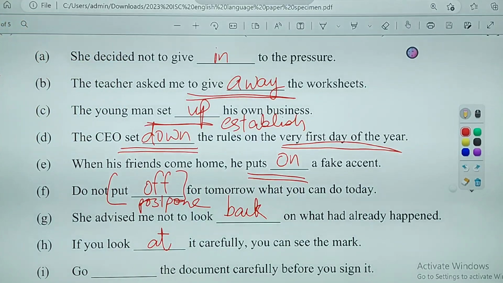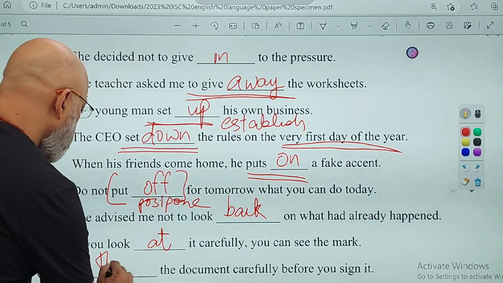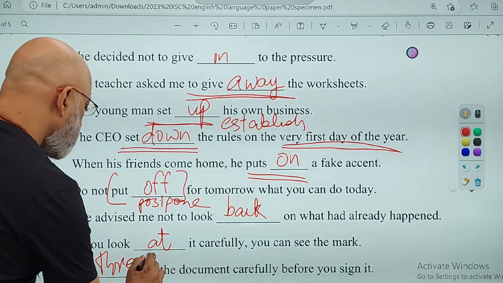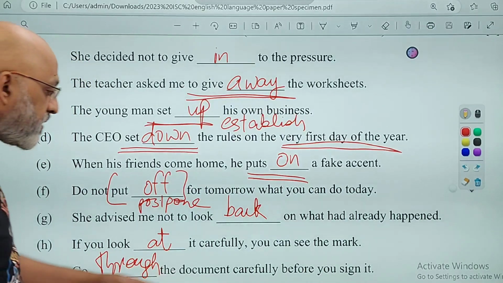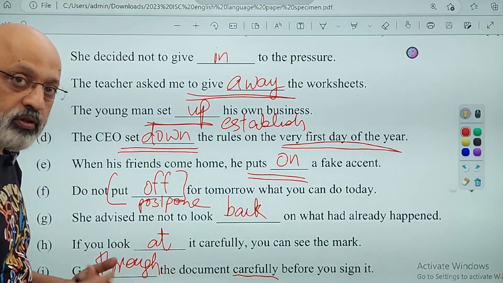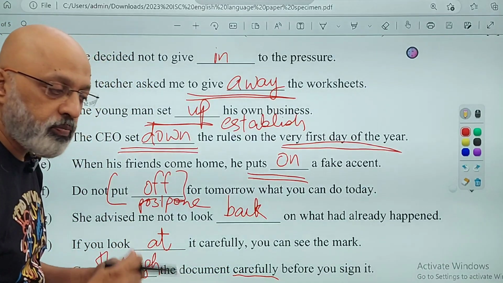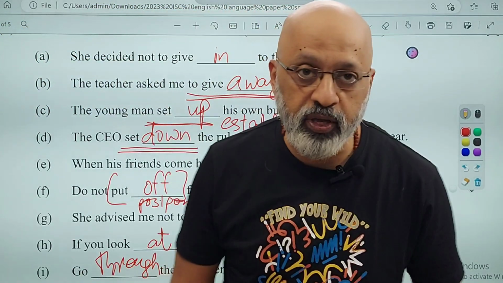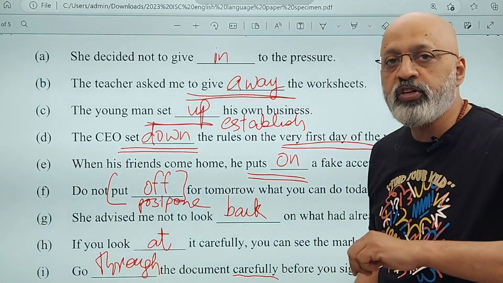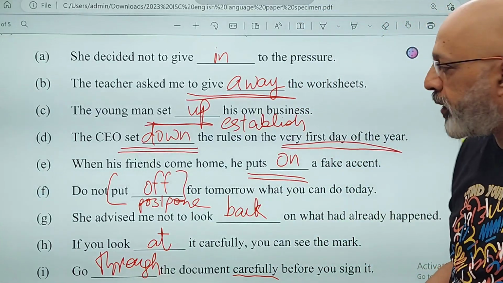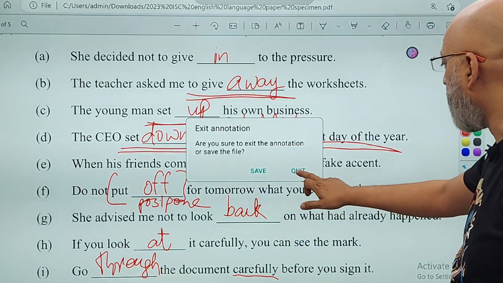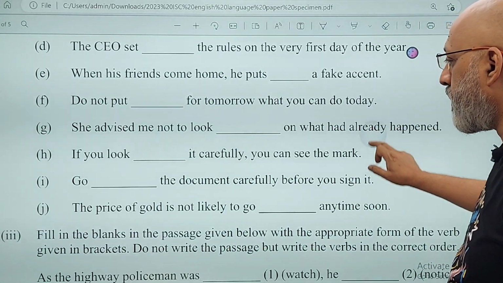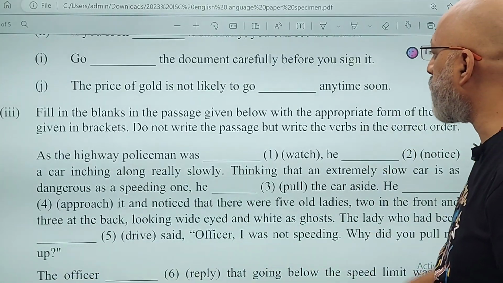Go through the documents carefully before you sign it. The word मैंने ये एक वीडियो में भी बताया था. The word carefully is a giveaway. When you go through a document it means that you are reading it very carefully. If you just go over something, it means you're just skimming the surface, you're not going through it very carefully.